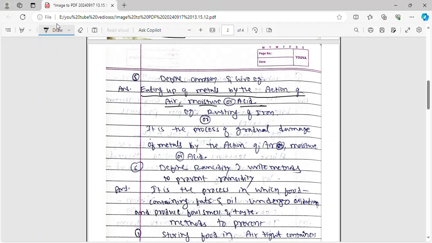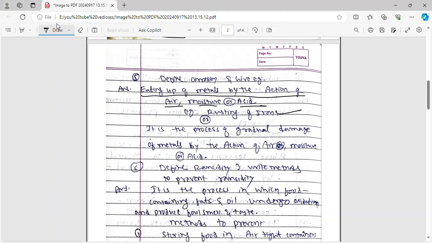Eating up means damage to the metal. Due to what? It is due to air, moisture or acid. Example, rusting of iron. Silver gets a black color due to sulfur, right? Copper gets a green color due to reaction with carbon dioxide. Rusting of iron, silver getting a black coating, copper getting a green coating. These are examples of corrosion.